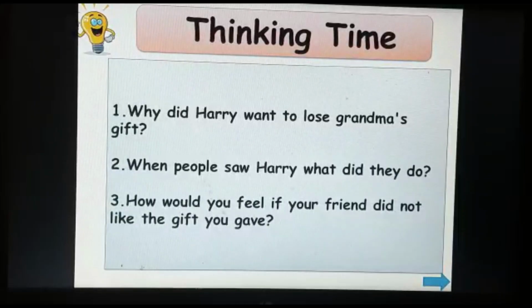Now comes the thinking time questions. Why did Harry want to lose Grandma's gift? When people saw Harry, what did they do? How would you feel if your friend did not like the gift you gave?